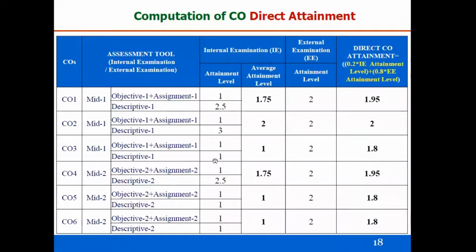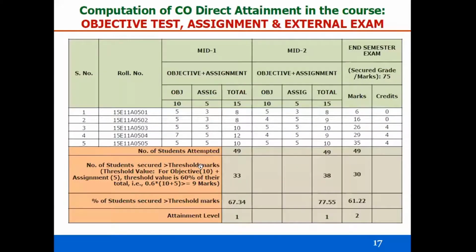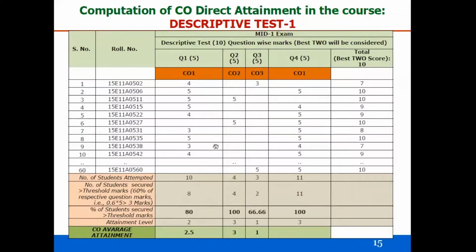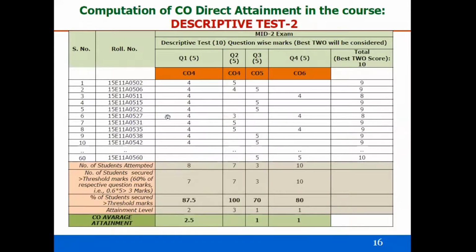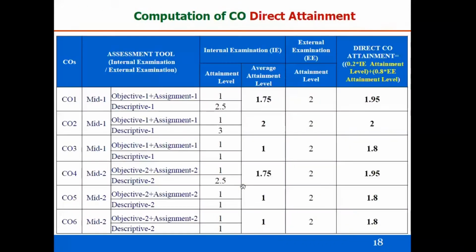Now similarly for mid 2, you have to take the descriptive test attainment levels also. Now coming to descriptive test 2: for CO4 the attainment value is 2.5, then CO5 is 1, CO6 is 1. These values you can include here. Now here you can see CO4 descriptive test 2 attainment value is 2.5, then CO5 descriptive test attainment value is 1, then CO6 descriptive test attainment value is 1.